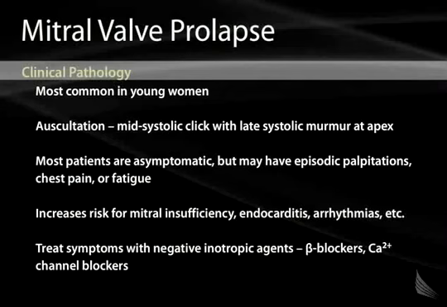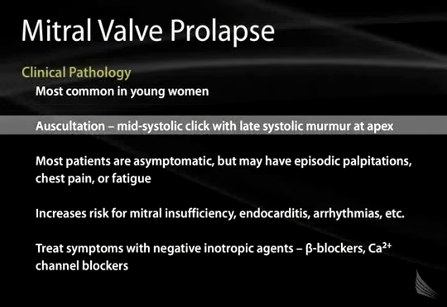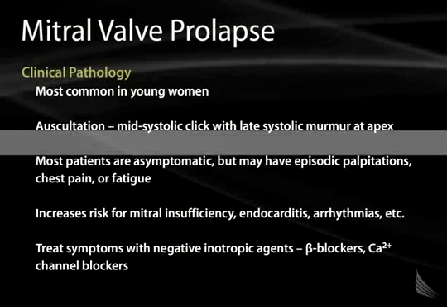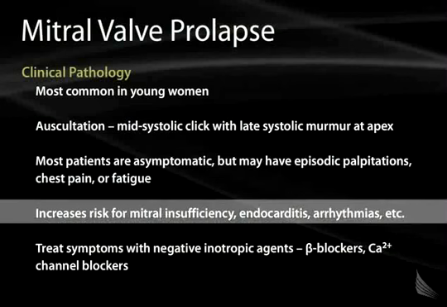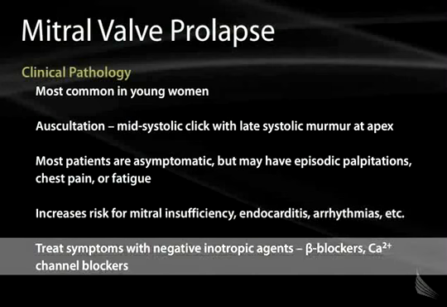Clinically, it usually afflicts young women. On auscultation, you'll hear a mid-systolic click with a late systolic murmur at the apex. Most patients are largely asymptomatic, but you can also appreciate episodic palpitations, transient chest pain, or fatigue. You have increased risk for mitral insufficiency over time, endocarditis and arrhythmias, etc. You treat symptoms with negative inotropes, so typically beta blockers or calcium channel blockers.